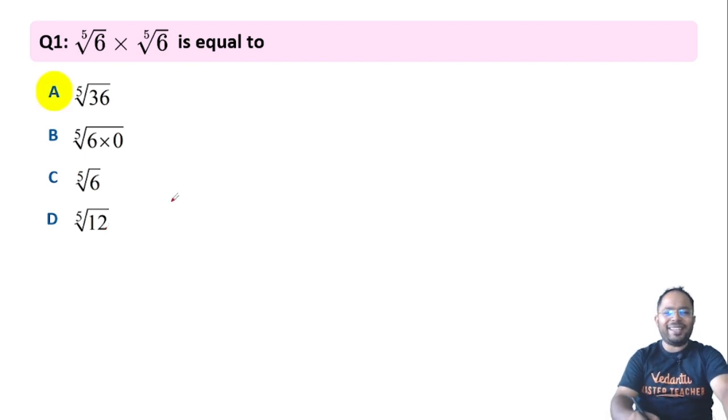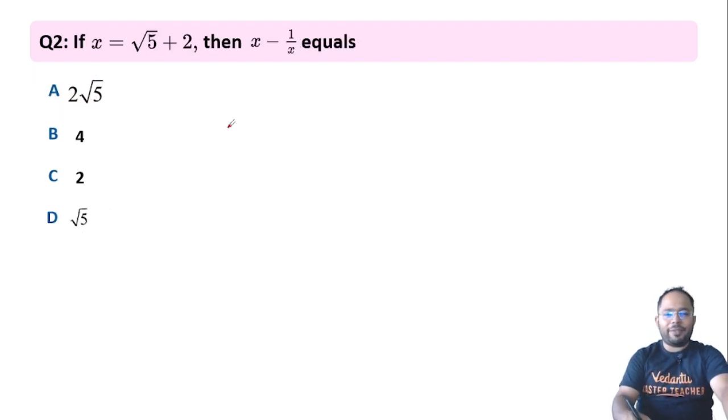Let's see the answer. Yes, the right answer is 6 into 6, that gives you 36, and root we have 5. Alright, let's move on to the next question. If x equal to under root 5 plus 2, then x minus 1 by x equals what? Will it be 2√5, 4, 2 or √5? Let's have the answer.